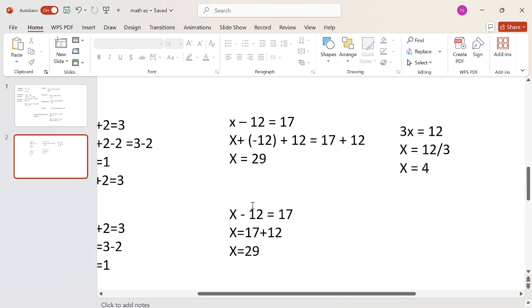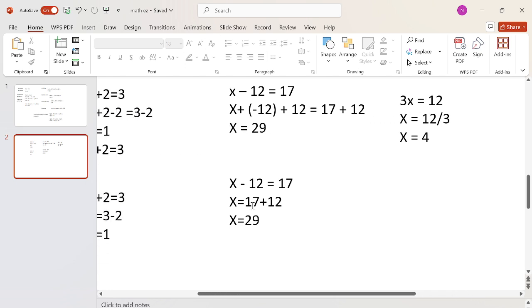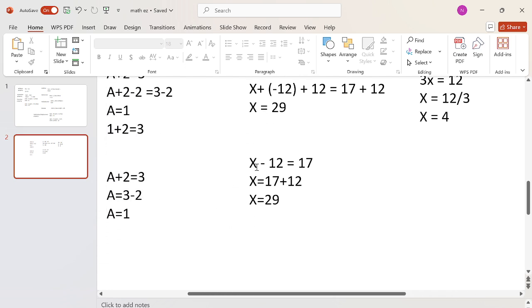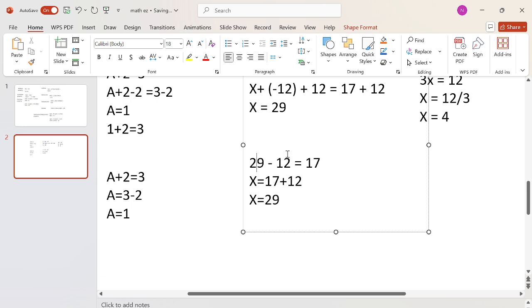So if you want to check, you can do this. What is the value? Okay, we can change this. 29 minus 12 equals 17. So we're correct.